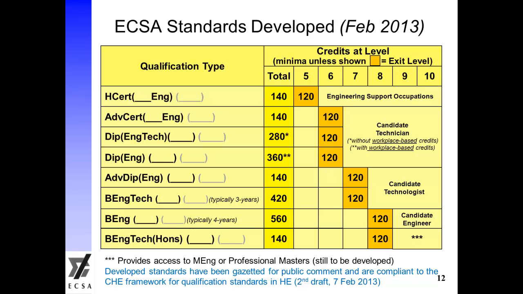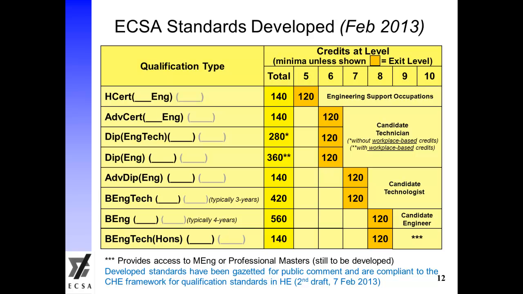Someone who completed the higher certificate may continue with an advanced certificate in order to meet the educational requirements for registration as a candidate technician. There are 3 qualifications that meet the minimum educational requirements for registration as a candidate technician, namely the advanced certificate, Diploma in Engineering Technology, and the Diploma in Engineering. Both the Advanced Diploma and the Bachelor of Engineering Technology meet the educational requirements for registration as a candidate technologist, and the Bachelor of Engineering meets the educational requirements for a candidate engineer.